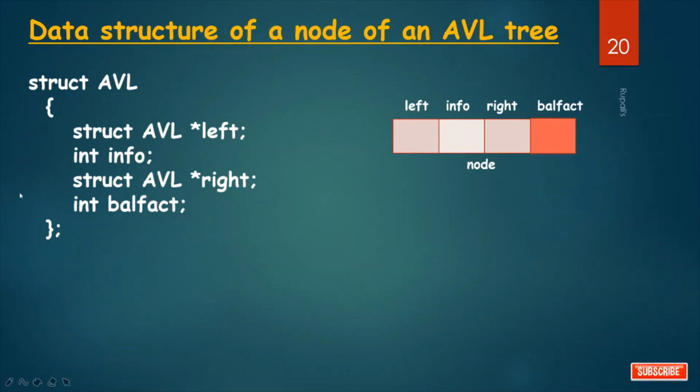So see the data structure. Struct AVL. Structure name is AVL. Struct AVL star left means left can hold the address of the left child. Also, right can hold the address of the right child. Int info: if the tree is an integer tree, meaning all elements are integers, then int info holds the information. And int balance factor, obviously the balance factor is an integer variable. So this is the data structure of an AVL tree.